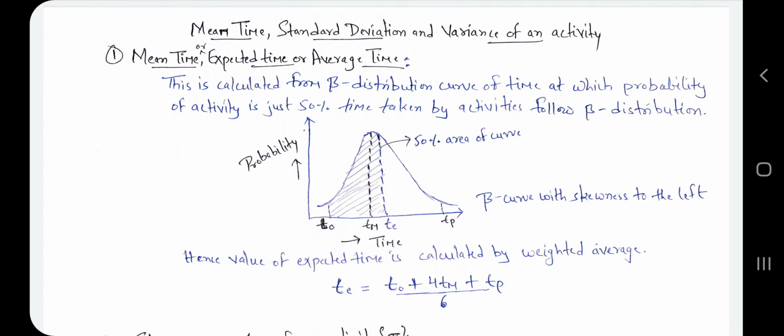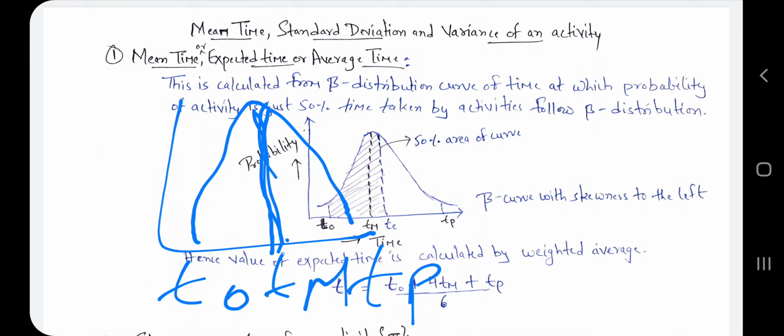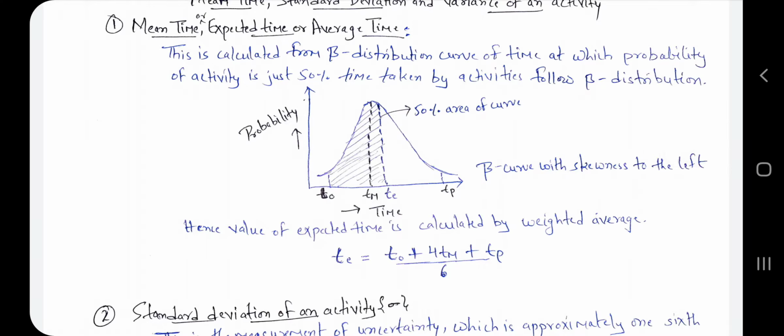Beta distribution is nothing but the curve which we already studied in our previous lecture, and here we have cut that part at 50%. This is the unimodal hump curve. Here you know T naught, here TP, and this is the TM or TL. This is calculated from the beta distribution curve of time, and for that we have given one formula for finding the mean time, expected time, or average time.